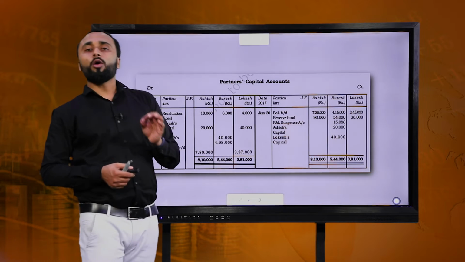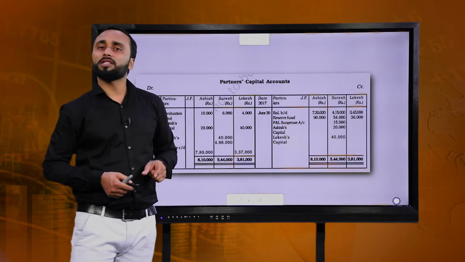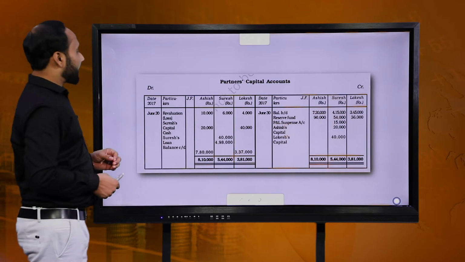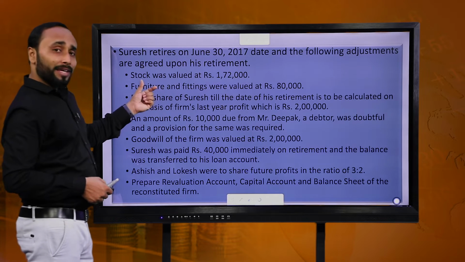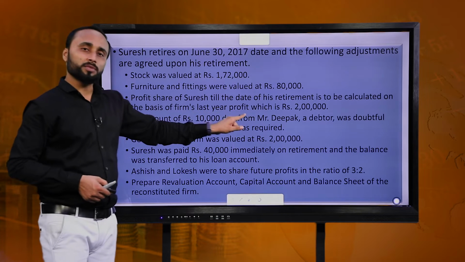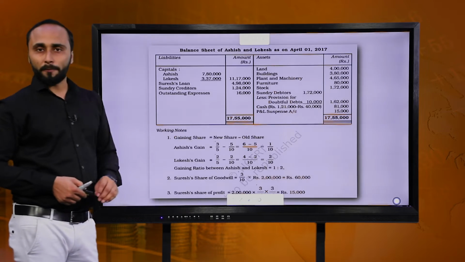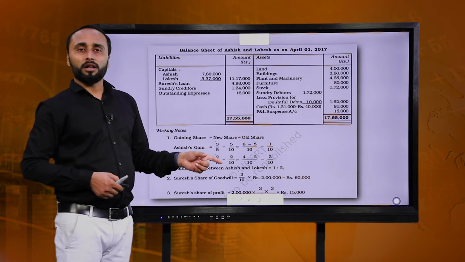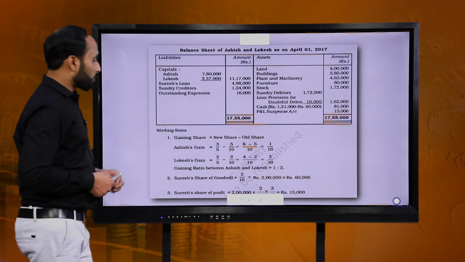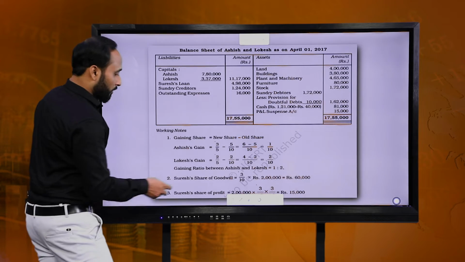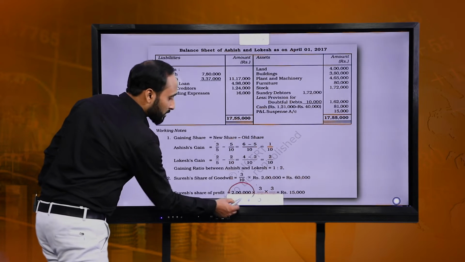Having done that, now first of all we have to calculate the retiring partner's share of profit for the particular number of months for which he was there. So if you see the adjustment, it says that the profit for that particular period will be calculated on the basis of last year's profit. Last year's profit is 2 lakh, right? So if the firm earned 2 lakh for the whole of last year, and if we assume the same rate of profit for this year, how much can the firm earn in 3 months? So if you look at the working notes, we can find out the profit share here. 2 lakh is the total profit.